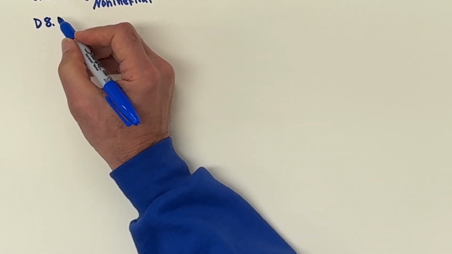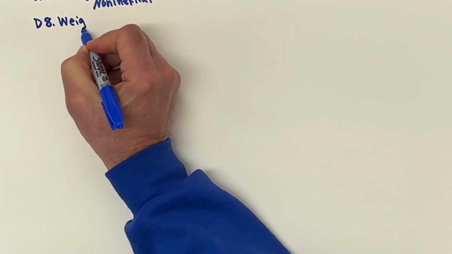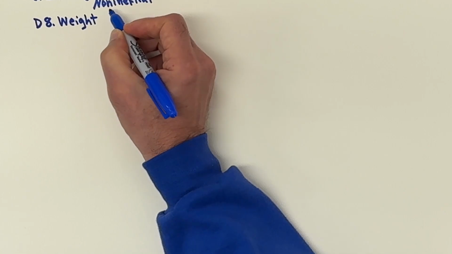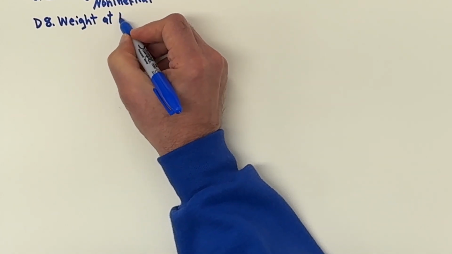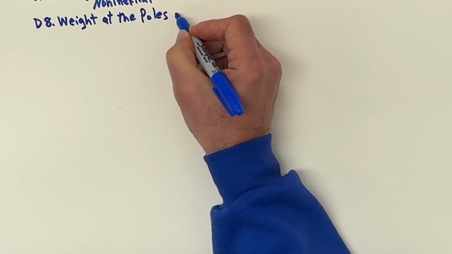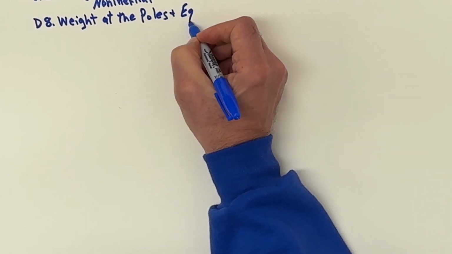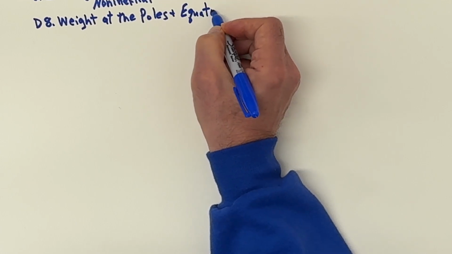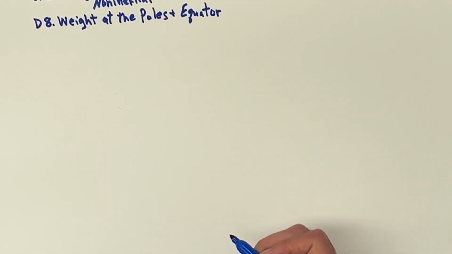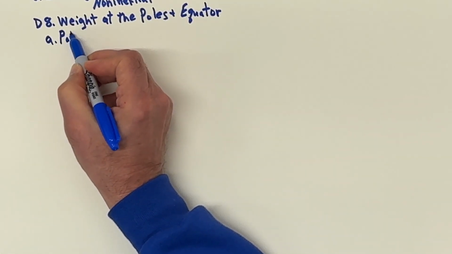D8 is going to be your weight at the poles of the Earth and the equator. So let's first of all consider the North or South Pole. So we'll first of all consider the poles.